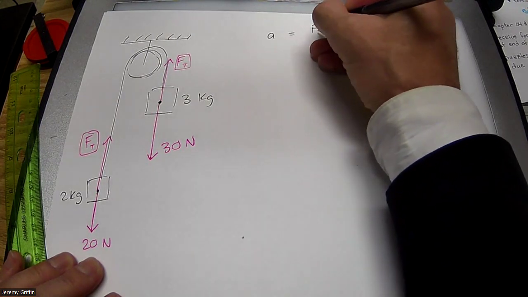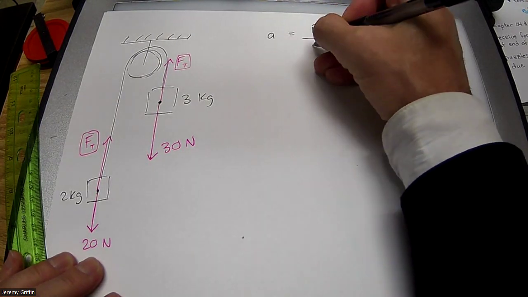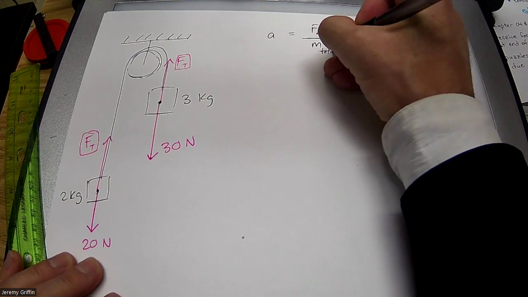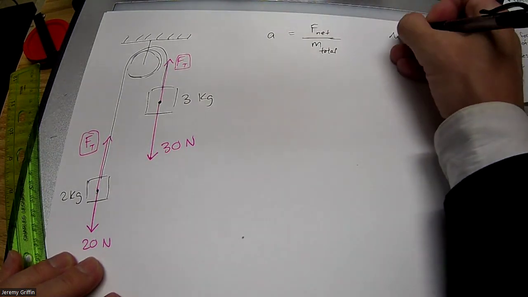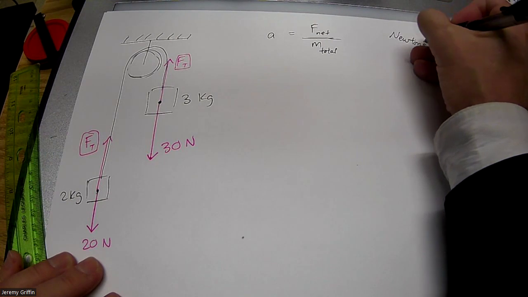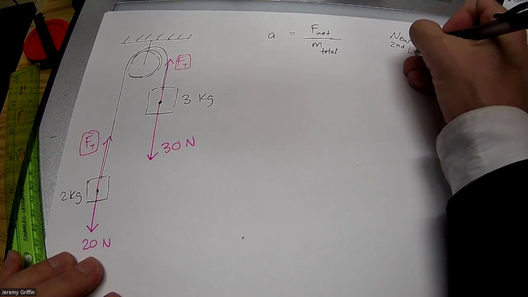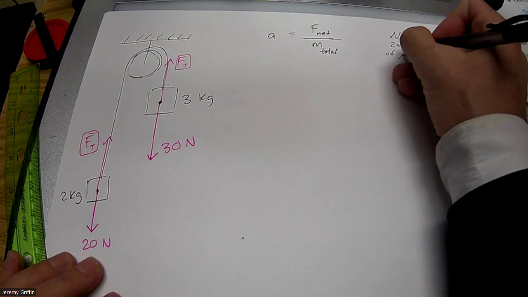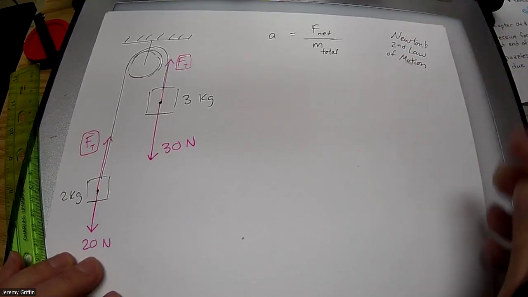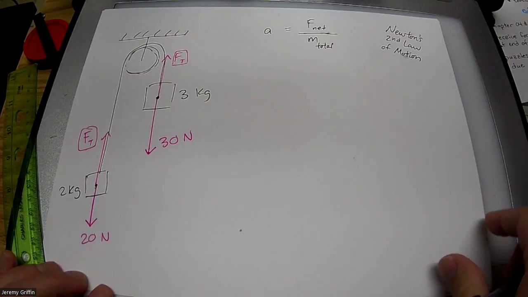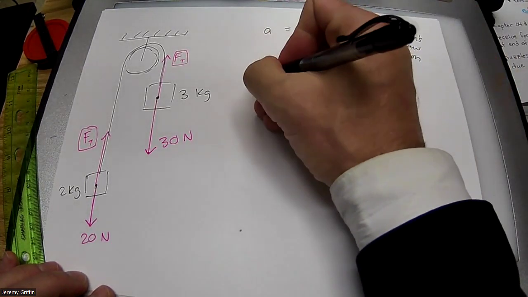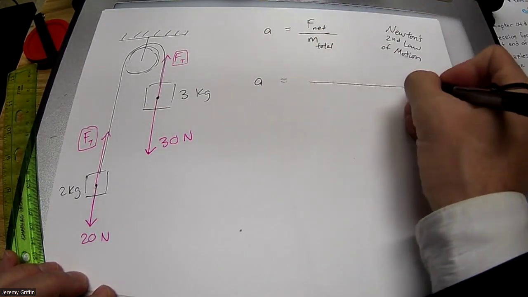Acceleration equals net force divided by total mass. This is Newton's second law of motion, right there. All right, so acceleration equals a fraction bar.